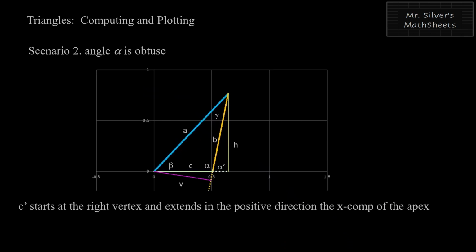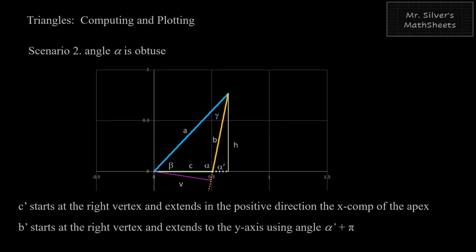In this scenario, this is like base case 2, C prime starts at the right vertex and goes to the right to meet H. B prime starts at the right vertex and it goes down to meet V.